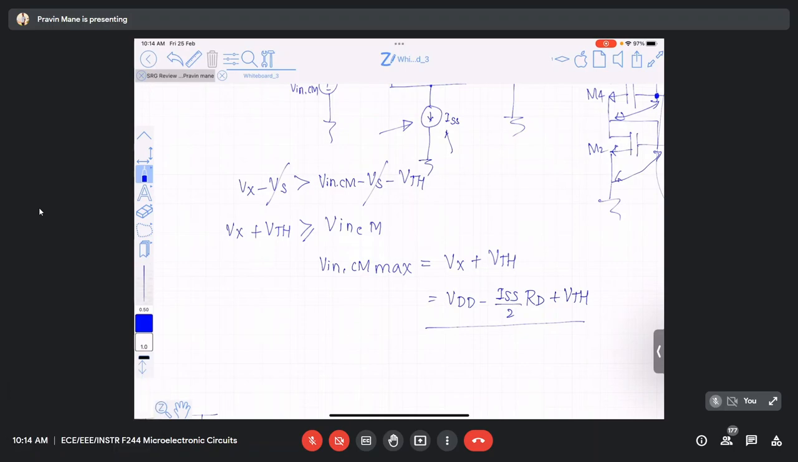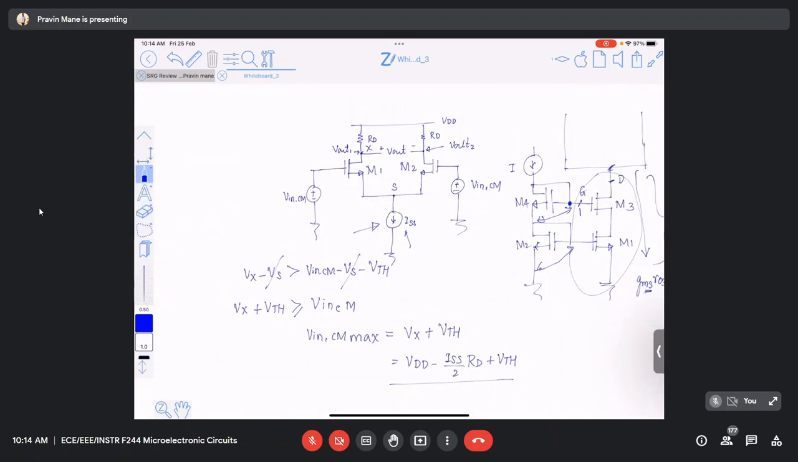If it goes beyond this, what is going to happen? If input common mode voltage becomes more than this, what will happen to M1 and M2? It moves out of saturation, which is not good. We should not operate it in the out of saturation region. You know the reasons for it, right?